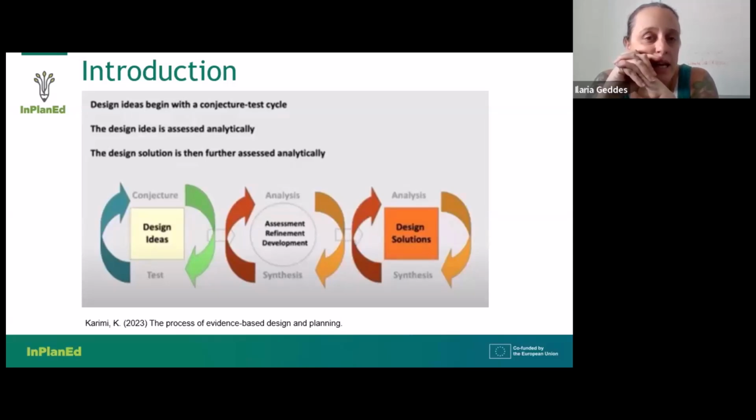In the evidence-based design process, you move on and you analyze your design and you refine it, and you do this in a circular way. So it goes from conjecture and testing to analyzing and synthesizing the findings from your testing to then develop a design solution.